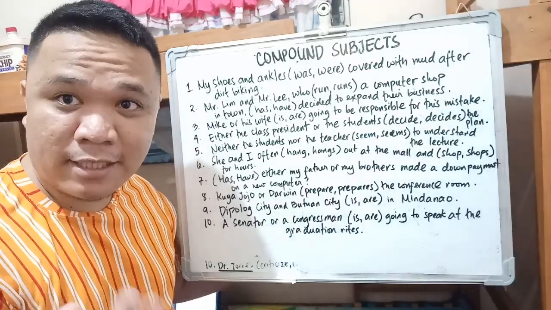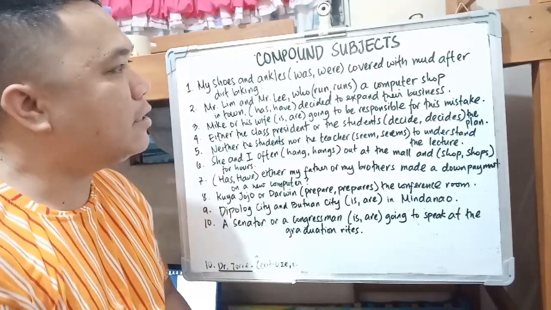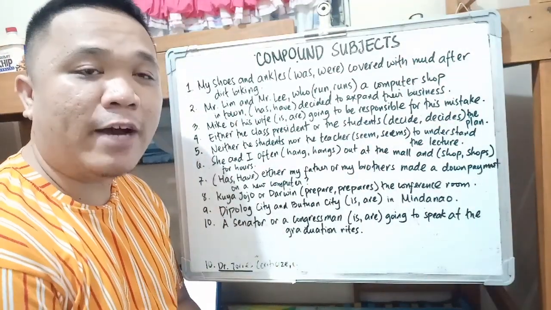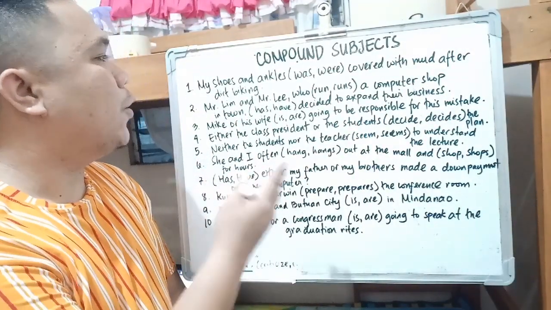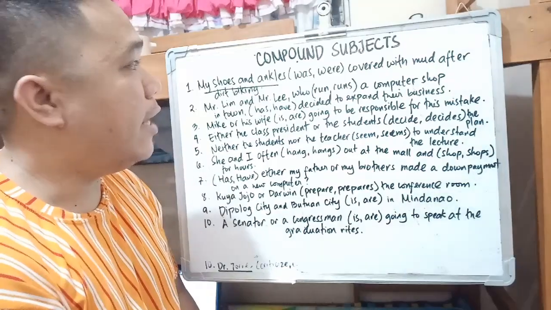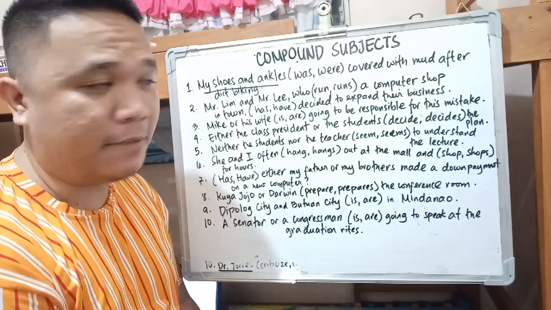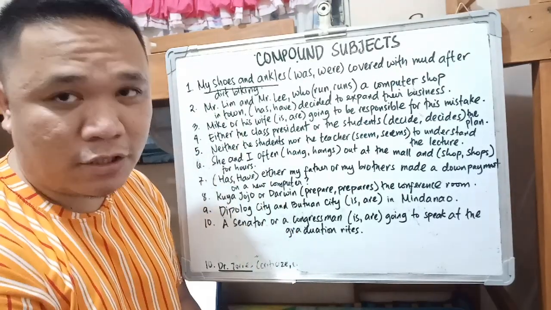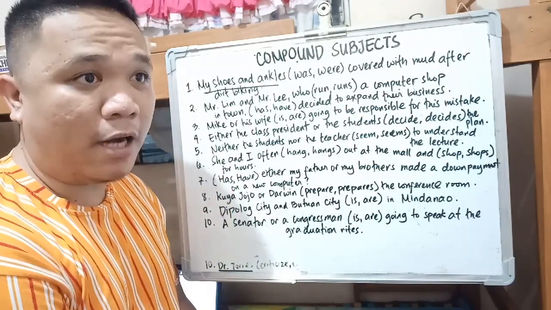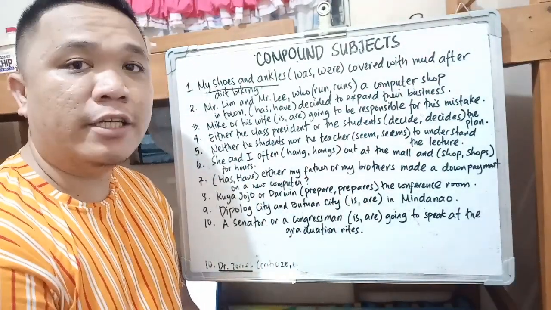So let's start. As you can see here, my shoes and ankles were covered with mud after dirt biking. Let's first identify where the subject is. If you look at the words, my shoes and my ankles are actually compound because they are joined by and. So this functions as plural, and since this is a plural subject, it requires a plural verb. Was, were. Those are our choices.